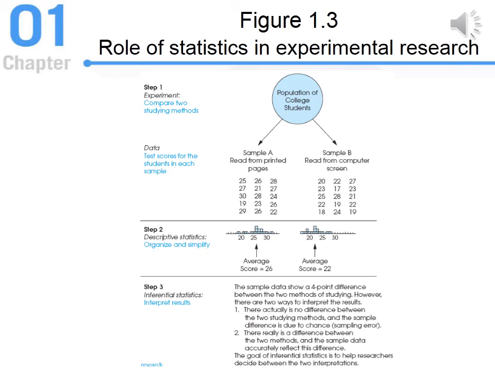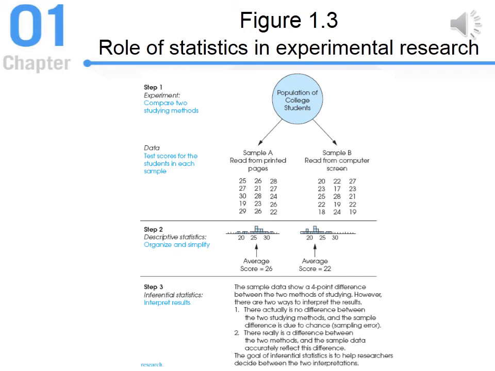In step 3, another step is taken, that is, the inferential statistics step, where we begin to interpret the results. There's a 4-point difference between the test scores in sample A and sample B, but there's 2 potential ways of interpreting this. It's possible that there's really no difference between studying from printed papers or studying from computer screens. Instead, the 4-point difference is simply accounted for because the sample A students happen to be smarter or better prepared or whatever. However, there's also a second explanation that could be true.